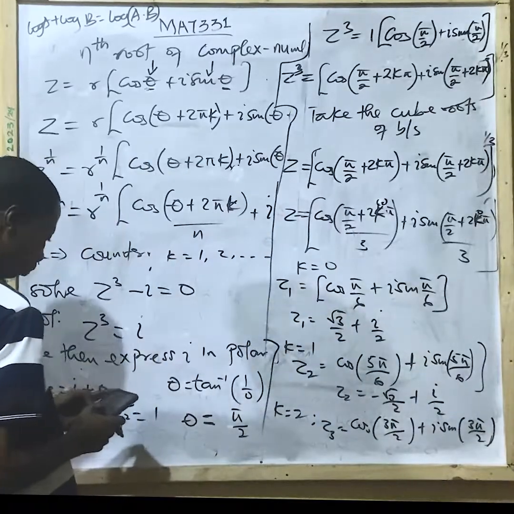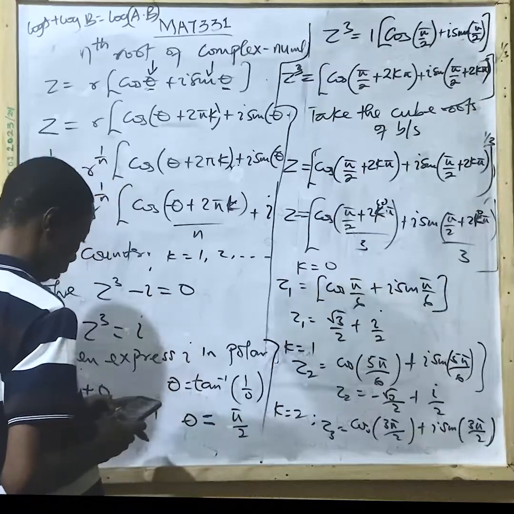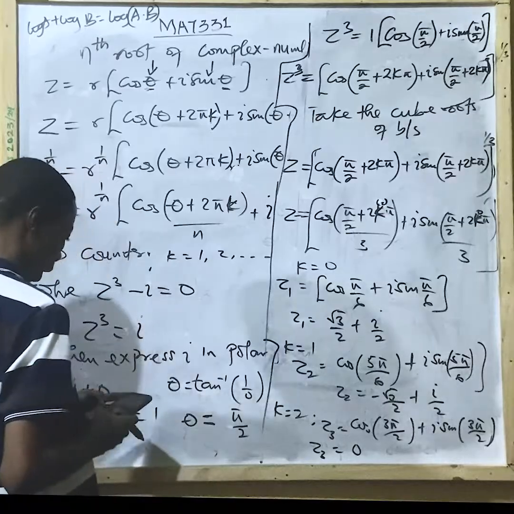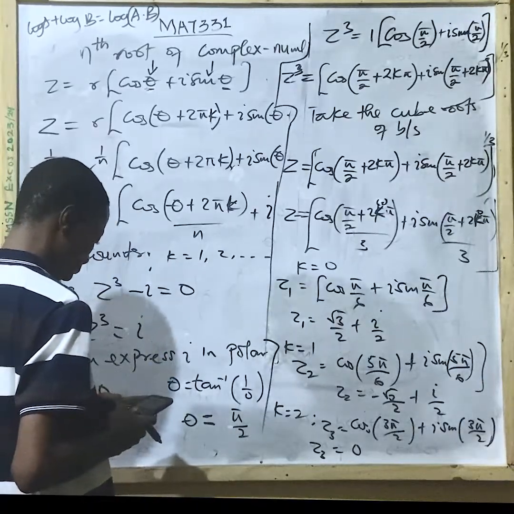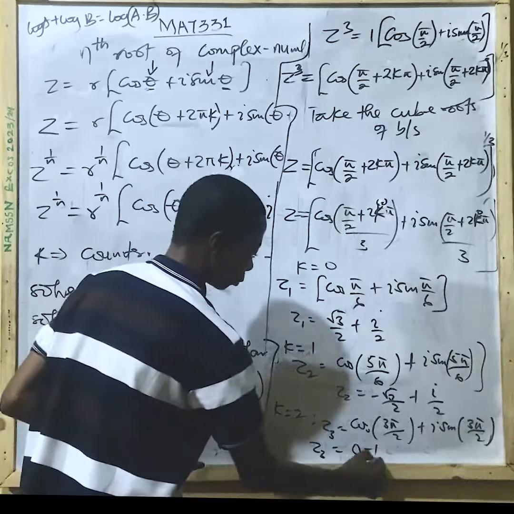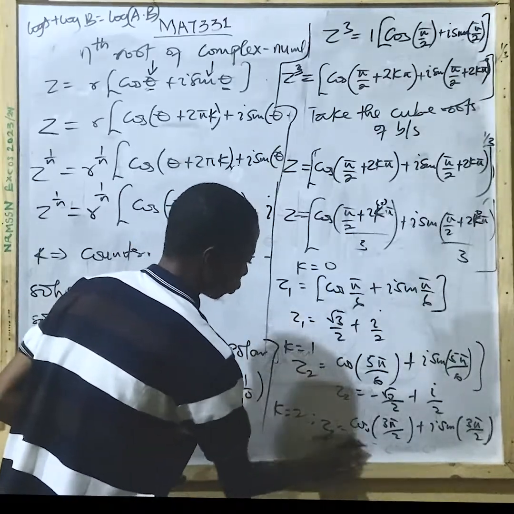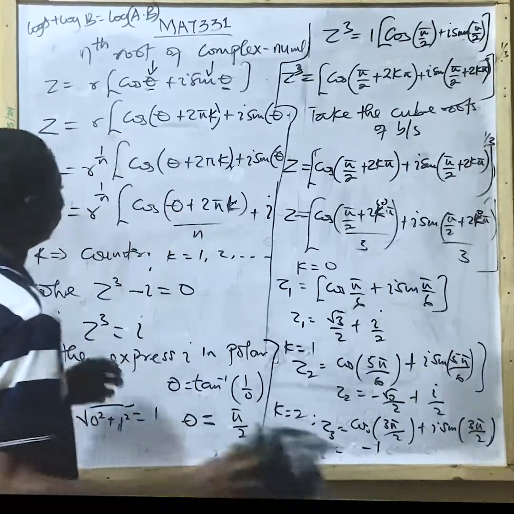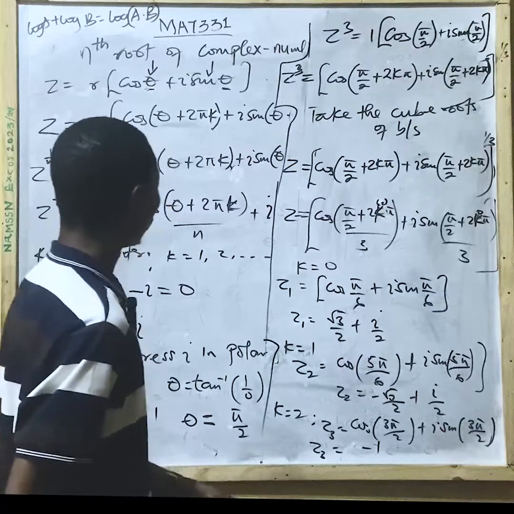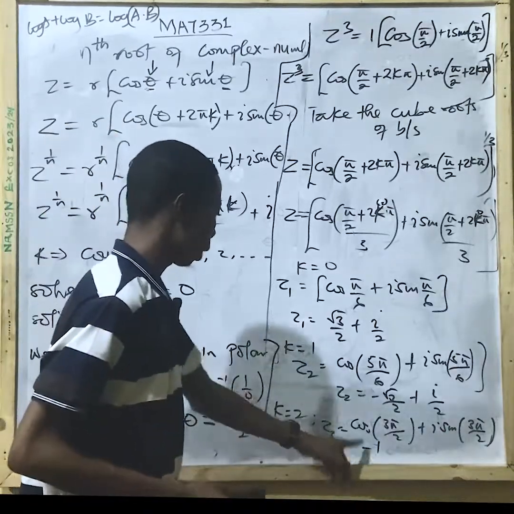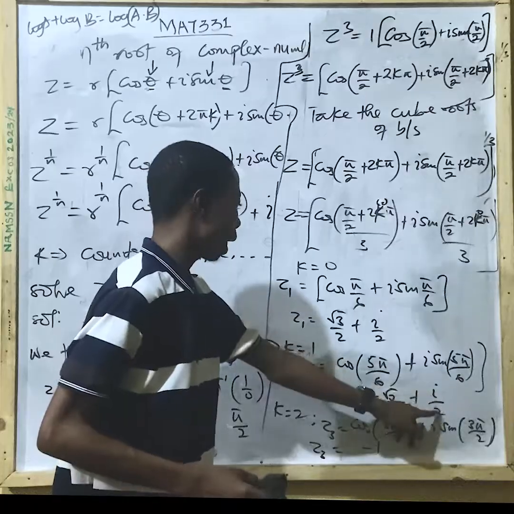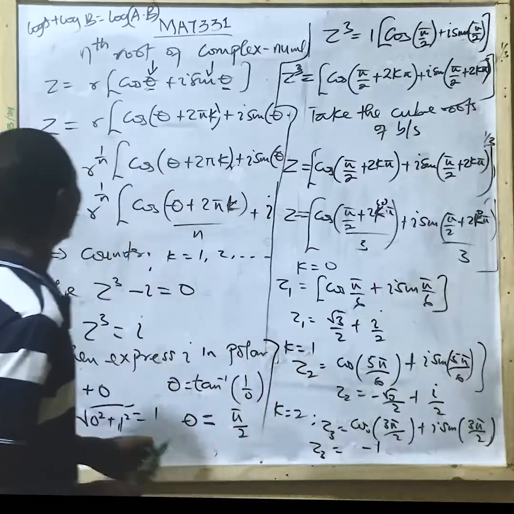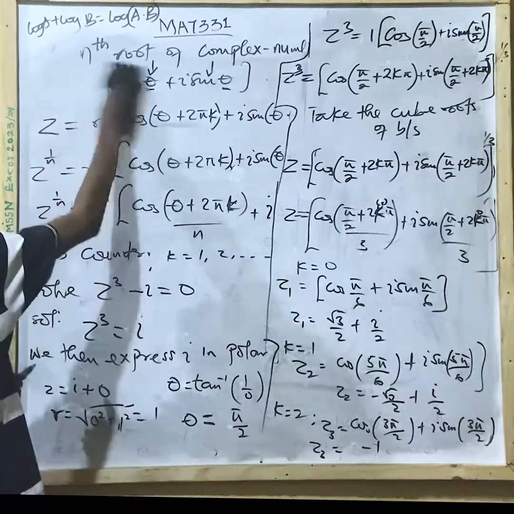And if I press cos 3 pi divided by 2, that's 0. Sine 3 pi divided by 2 is minus 1. So 0 minus 1 is minus 1. So that's z3. This aspect is where most students find difficulty. So z3 is minus 1, z2 is minus root 3 over 2 plus i over 2, z1 is root 3 over 2 plus i over 2. So let's take one more example and we conclude.